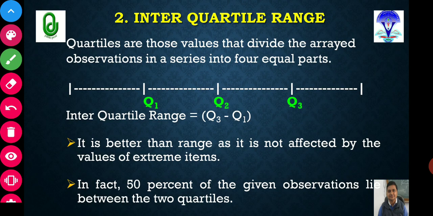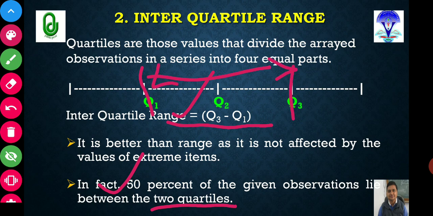Now further, quartiles are those values that divide the arrayed observations in a series into 4 equal parts. So the interquartile range is equal to Q3 minus Q1. It is better than range as it is not affected by the value of extreme items. In fact, 50% of the given observations lie between the two quartiles. So this is also a fact. You should remember that 50% of the given observations lie between the two quartiles. Suppose these are the two quartiles, then 50% of the values lie between them.